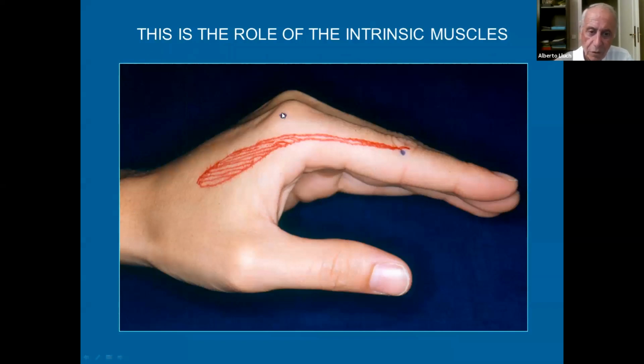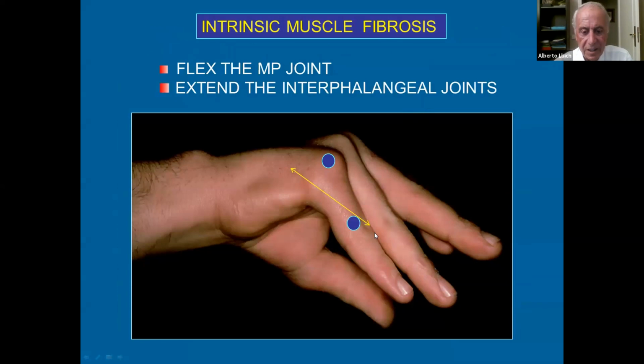They pass volar to the axis of rotation of the MP joint and dorsal to the axis of rotation of the PIP joint. So the intrinsic muscles, what they do is flex the MP joint and extend the interphalangeal joint. This is a clinical case of intrinsic muscle fibrosis. This is described by Finochietto, in which we can see that the muscle has been fibrosed and it's contracted, it's retracted. There are no creases here, and the MP joints are flexed and the interphalangeal joints are extended.